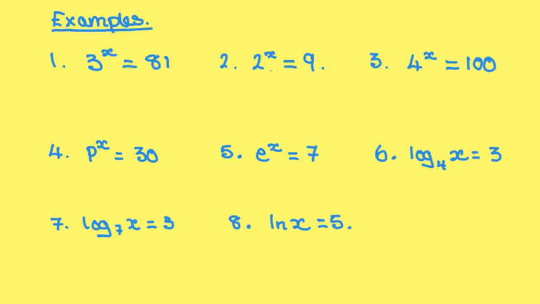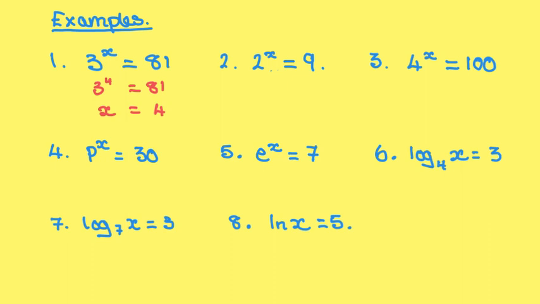Let's go through some examples. Example 1, 3 to the power of x equals 81. In this case, I don't really need to use logs. What it's asking me is 3 to the power of what equals 81. Well, I already know that 3 to the power of 4 is equal to 81, so x is equal to 4.